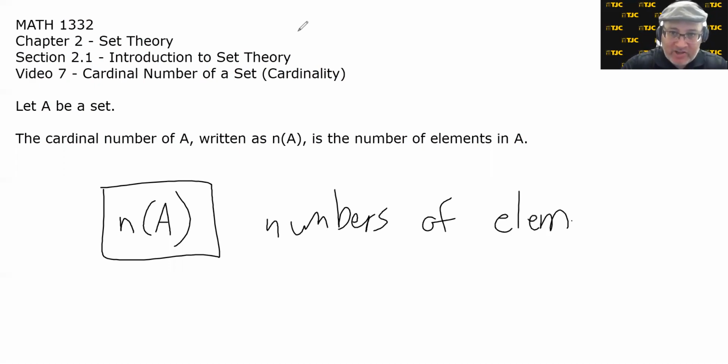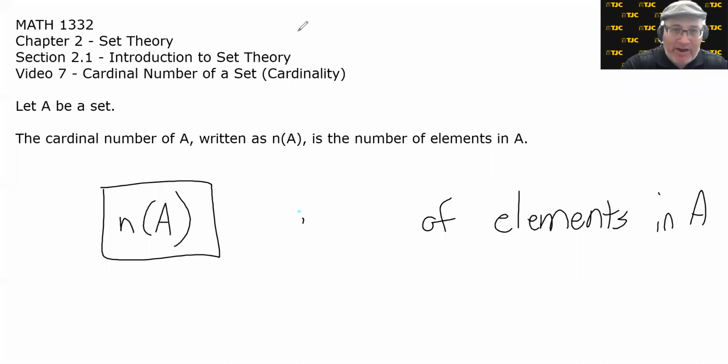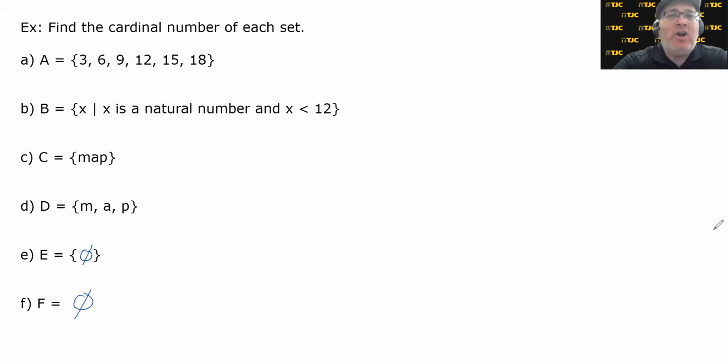So I'm literally asking you to count how many elements are in a set. So how hard can that be? That's all the little n with the name of the set after it is: the number of elements in A. Let's take a look at a few examples. Find the cardinal number of each set. We've got 6 examples, so let's just go through them one at a time.